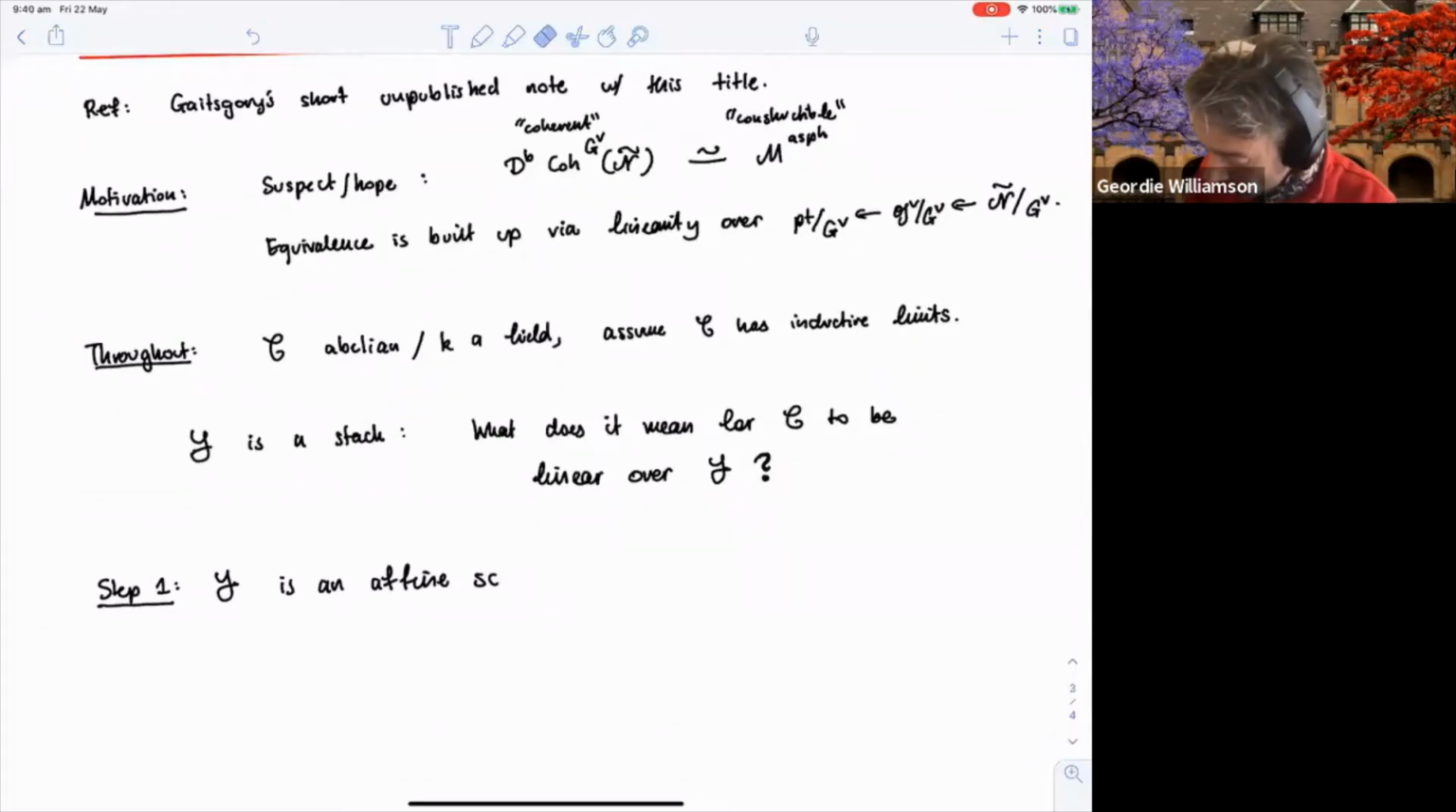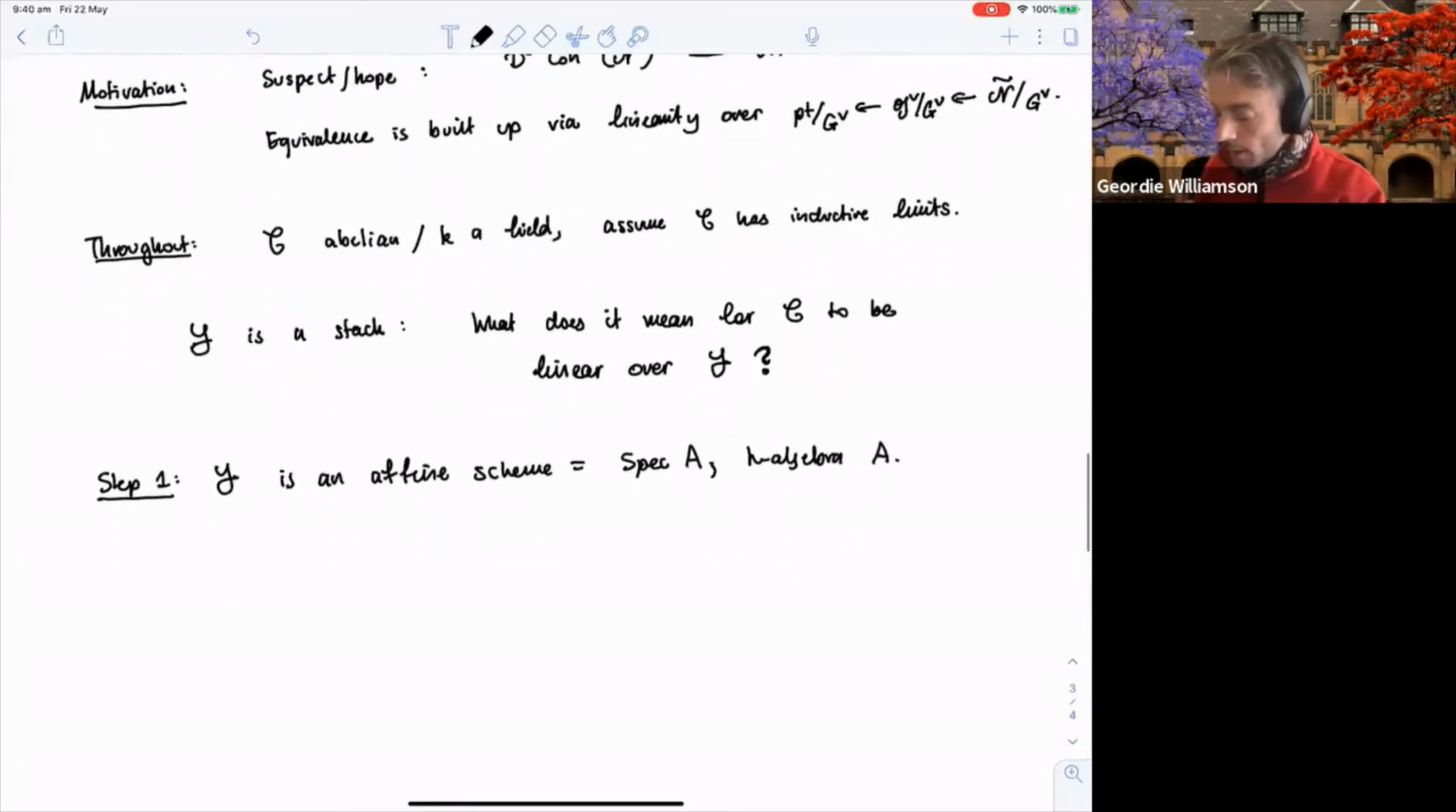So it's spec A for some K algebra A. Here the notion of being linear over spec A, we want the notion just to be A linear. So C linear over Y should mean that C is A linear.